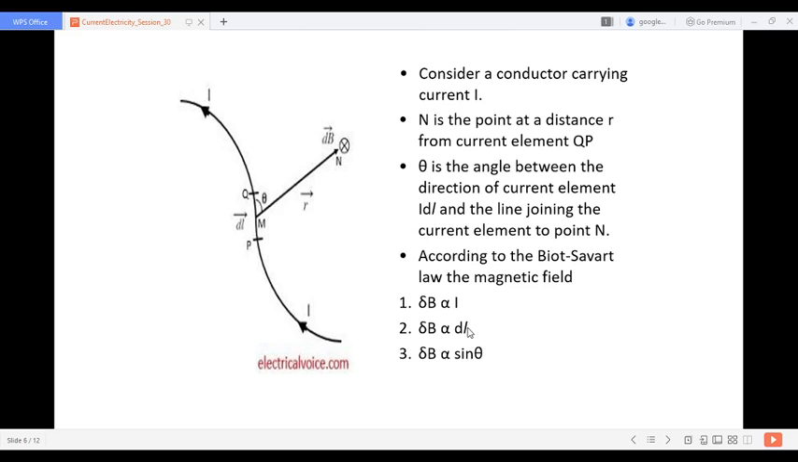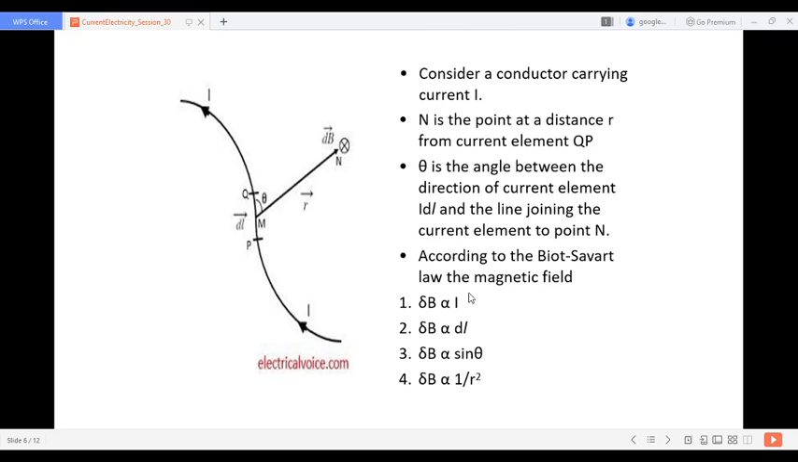It was found that the magnetic field is directly proportional to sine of the angle theta between the current element and the line joining the current element to the point N. That is, del B is proportional to sine theta. Del B was found to be inversely proportional to square of the distance of the element from the point N, that is, del B is inversely proportional to r square.